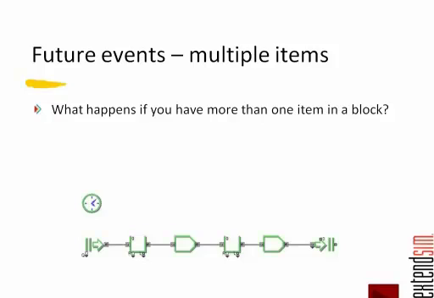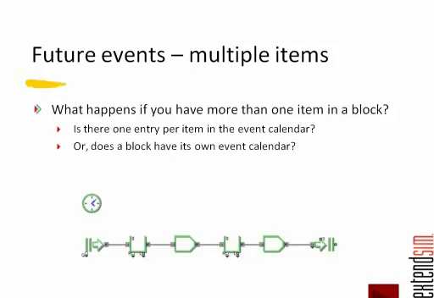What happens if we have more than one item in a block? Is there one entry per item in the event calendar, or does each block that has more than one item in it have its own event calendar? So we've got another poll about this. Let's see how well you guys do at this one.